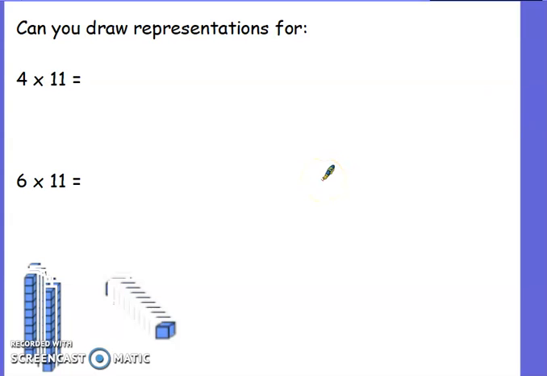Can you draw a representation in your book for these calculations? So just like we've done previously, use the base 10 or use your pencil and ruler to draw 4 times 11 or 6 times 11. Pause the video and press play when you're ready to go through the answers.